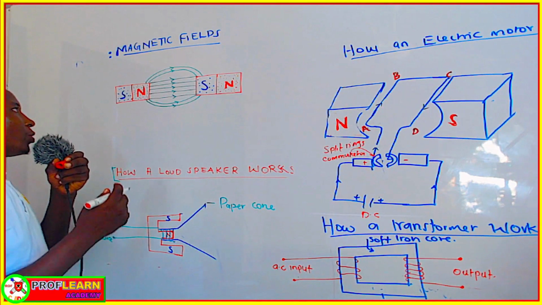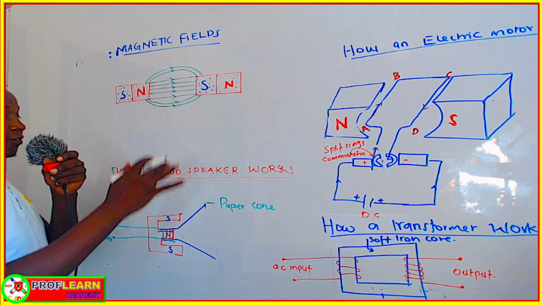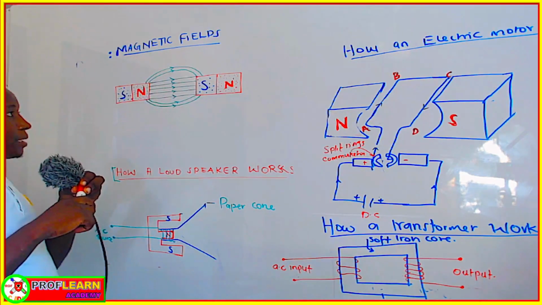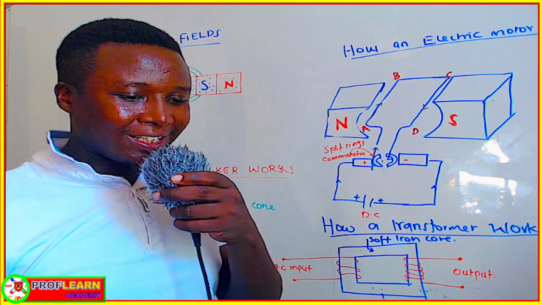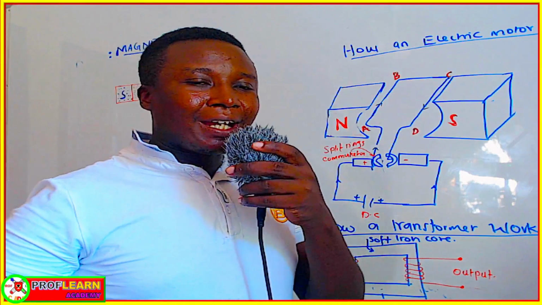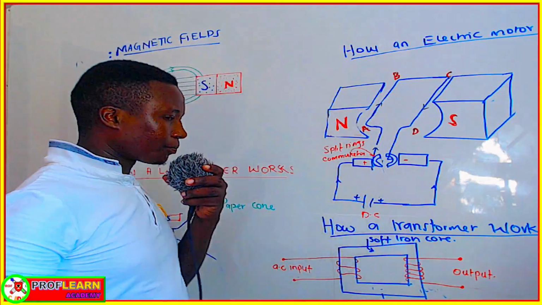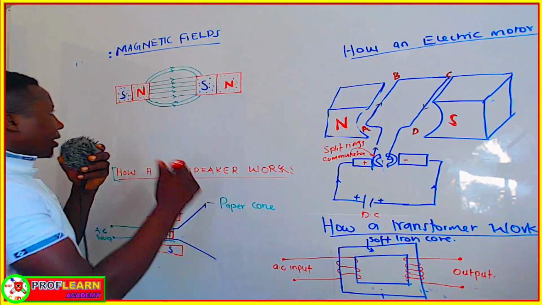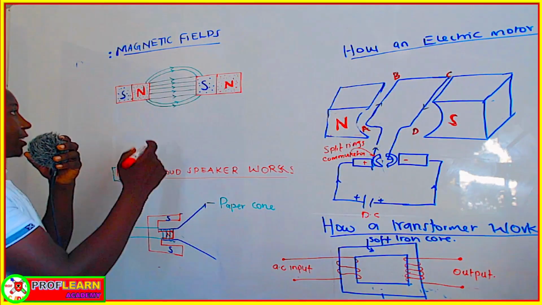To begin with, we need to understand that we are having two sets of magnets placed next to each other, according to the law of magnetism. Unlike poles attract and like poles repel. So in this case, we are having attraction between the north and the south pole.